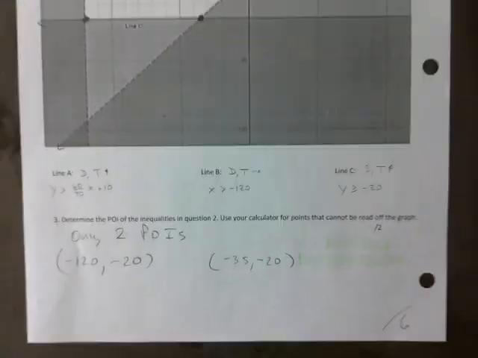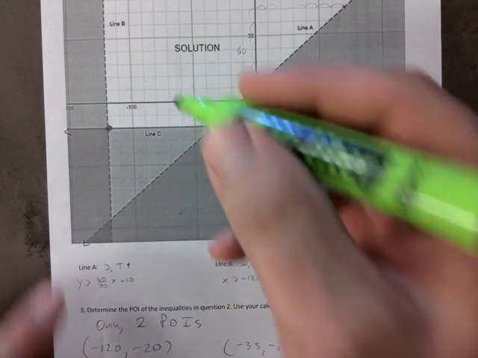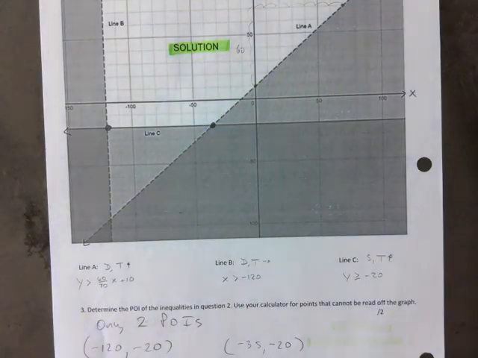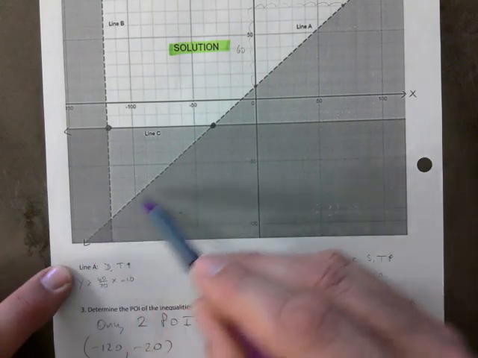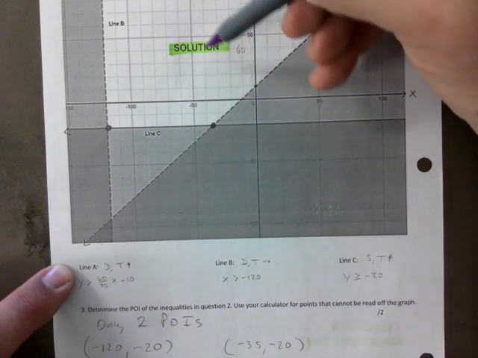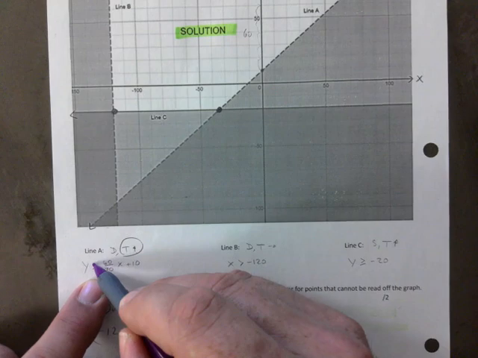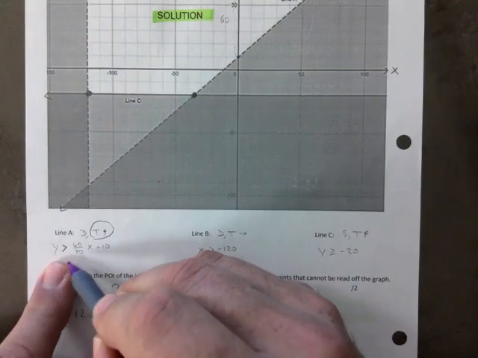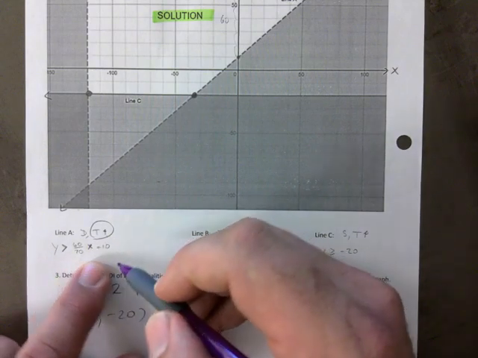Go back to the last page. Here's the key for this one. Okay, where's my solution? It's in this region right here. Which means if I want to focus on line A, this one right here, then I know that the true region is above. So I know that it's going to be y is greater than, and it's dashed, so I'm not going to do the equal. 6 over 7, 60 over 7, doesn't matter. Don't forget about the x.